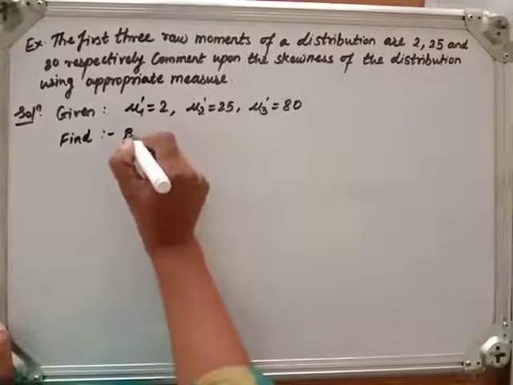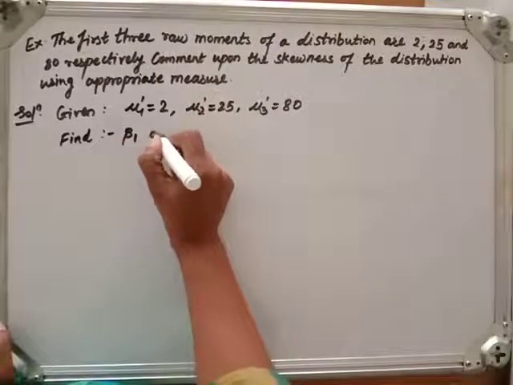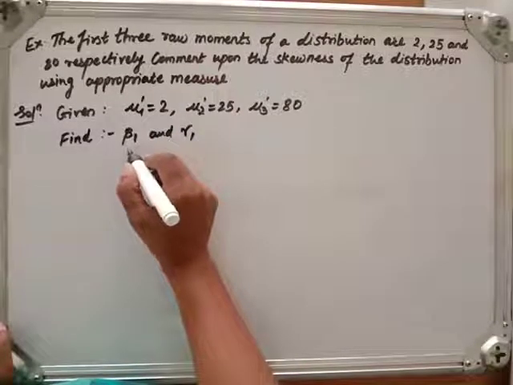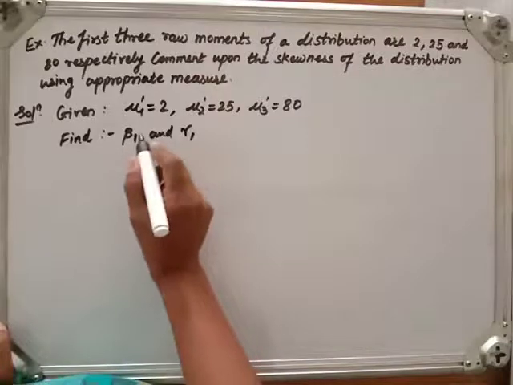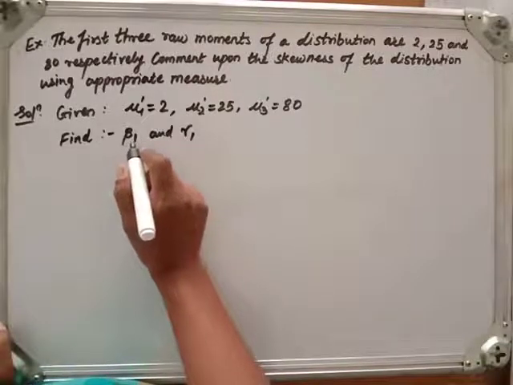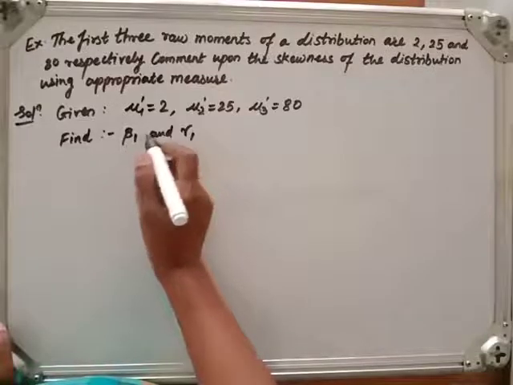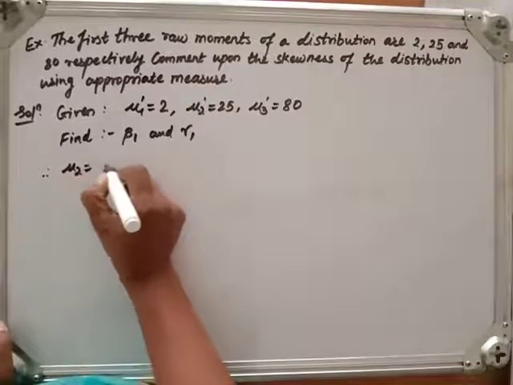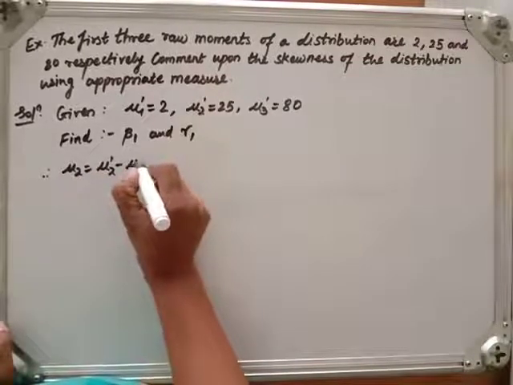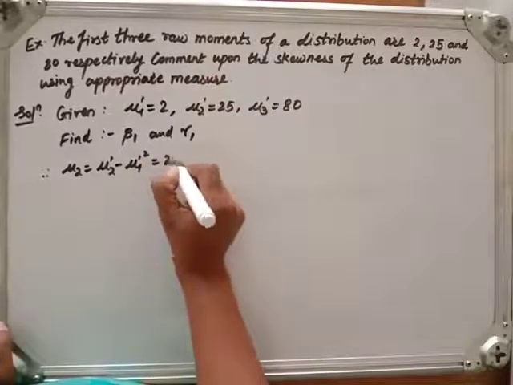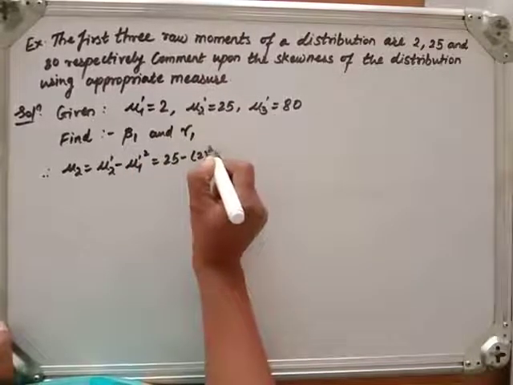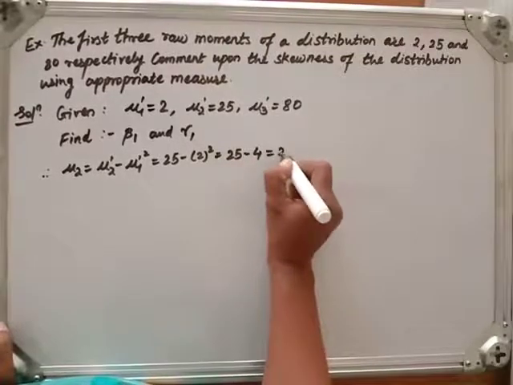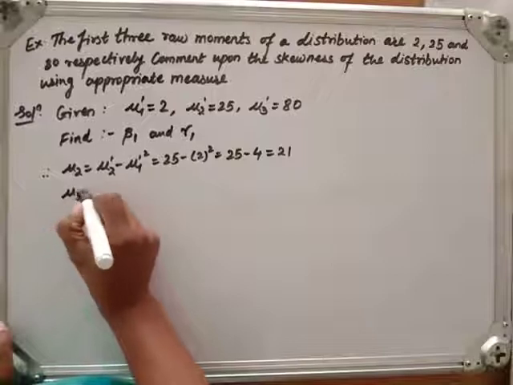For skewness we need beta 1 and gamma 1. So to find beta 1 we need mu2 and mu3. Now these are the central moments. You know mu1 is always 0, but we don't need mu1 here. Therefore what is mu2? Mu2 is mu2 dash minus mu1 dash square. So it will be 25 minus 2 square, so it will be 25 minus 4. So it is 21.